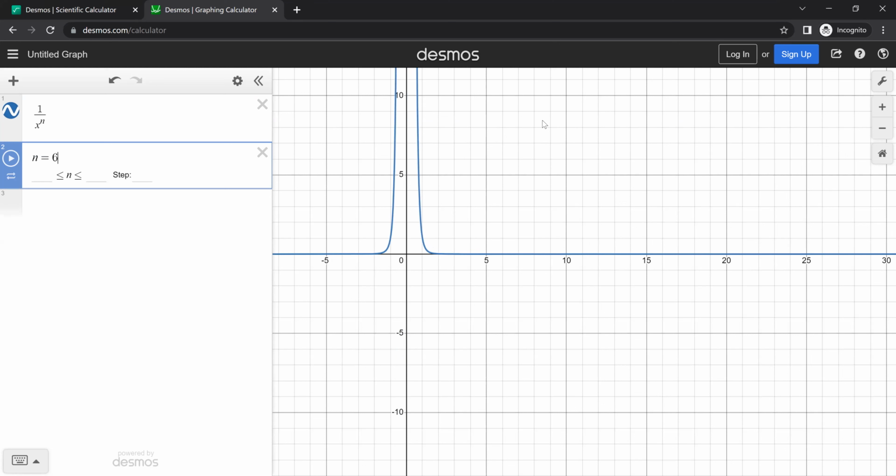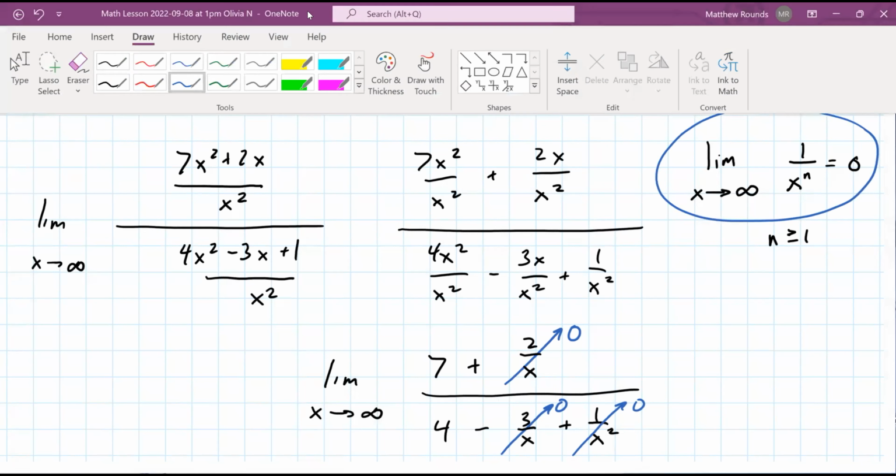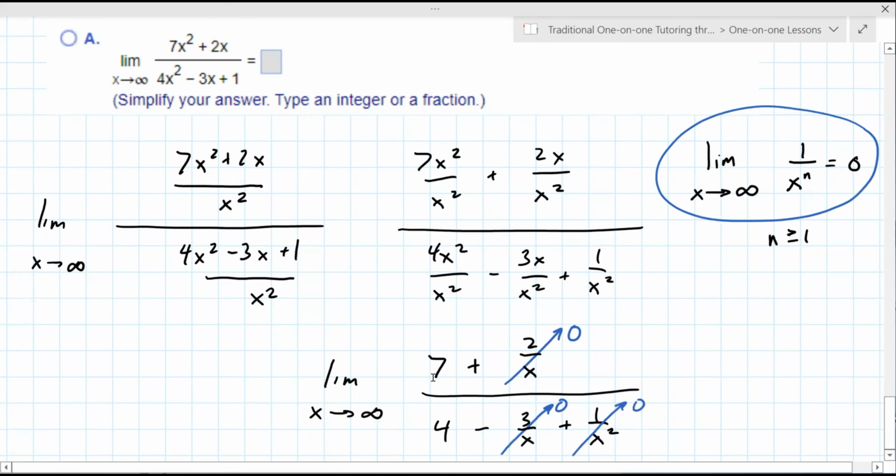And that's key here. So let's go back to the actual problem. What that means, and I'll do this in blue, is that 2 over x goes to 0 because 2 times 0 is 0. 3 over x goes to 0, and 1 over x squared goes to 0. And that's all because of this up here, when n is greater than or equal to 1. Even with the x squared, it's still 0. x cubed, x to anything, x to the 1.5 power, even that goes to 0.